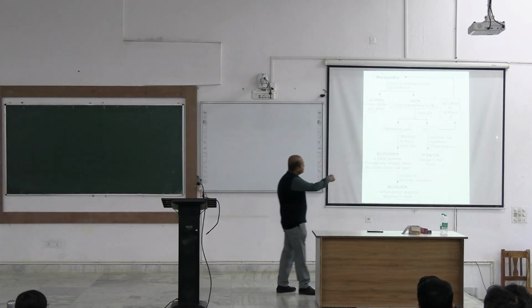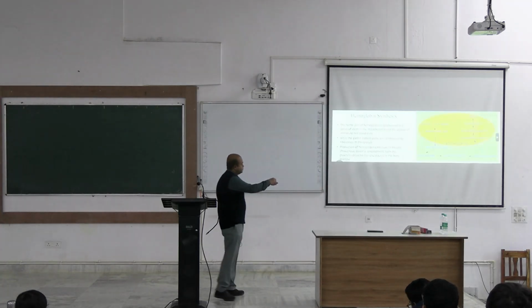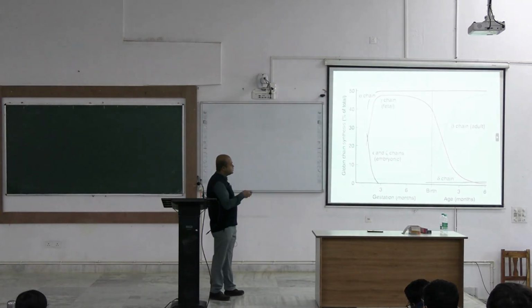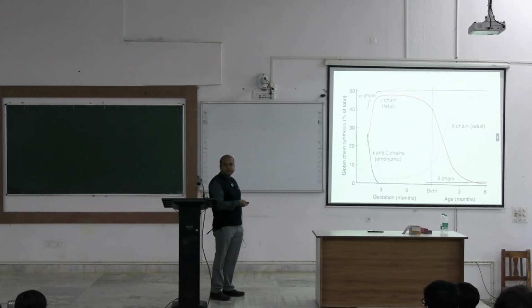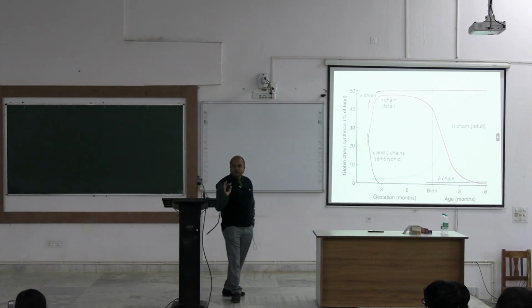Again go back to that figure. This shows the rate of formation of chains. So, delta chains start appearing just before birth, and remain at low levels throughout life. Maybe somewhat later, after the age of 5 months or so, they are somewhat more than gamma chains.